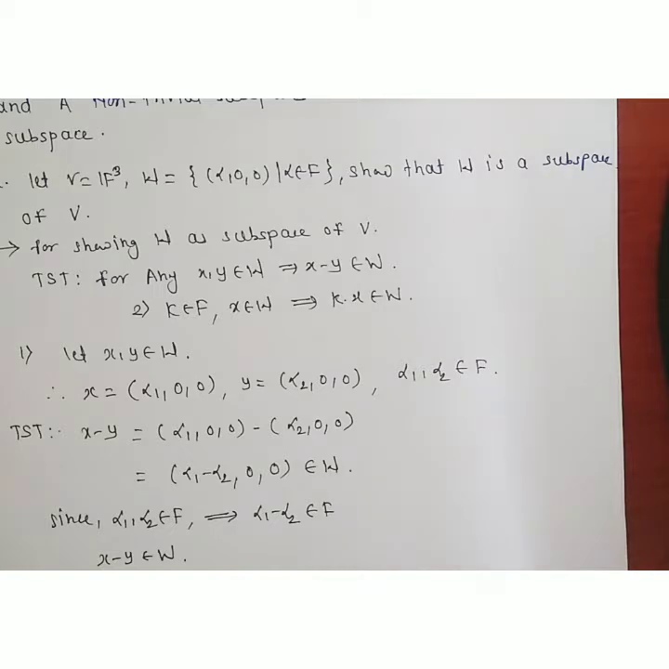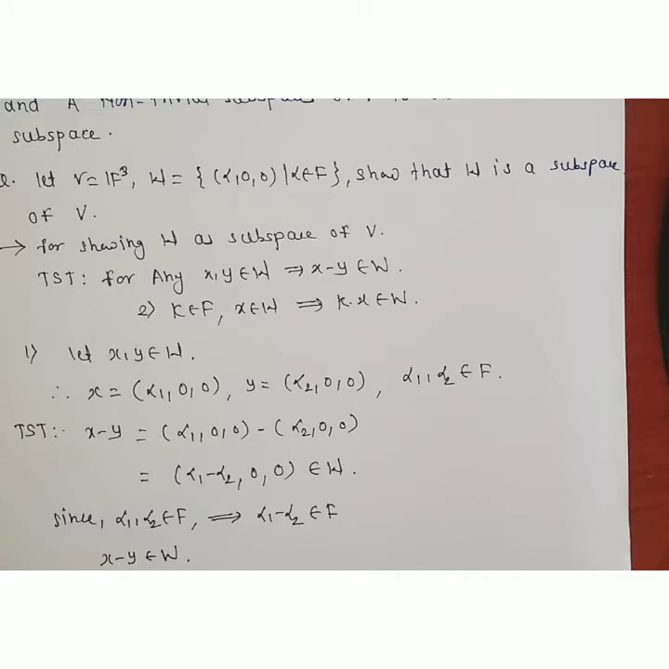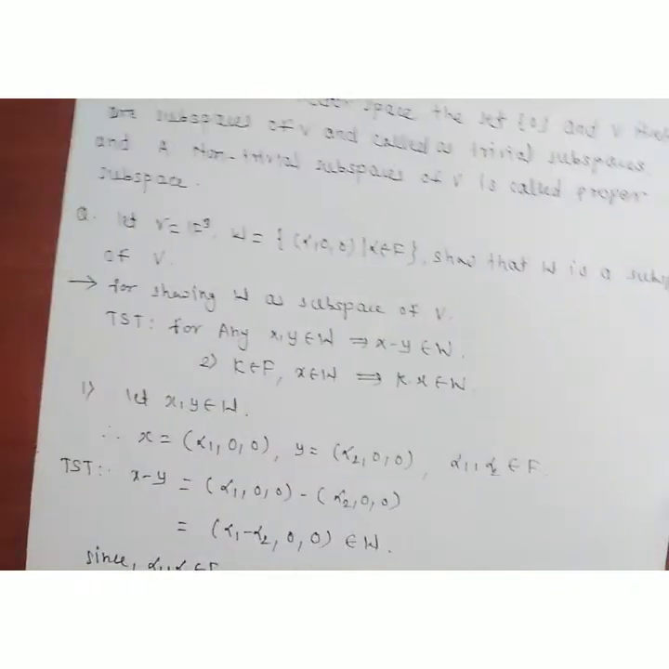Or by using the second property, we show that k times alpha plus beta belongs to that set W, for some alpha, beta belonging to W. This is the equivalent condition to these two conditions. Therefore, by using these conditions, we can show that W is a subspace of that vector space. Now the next example.